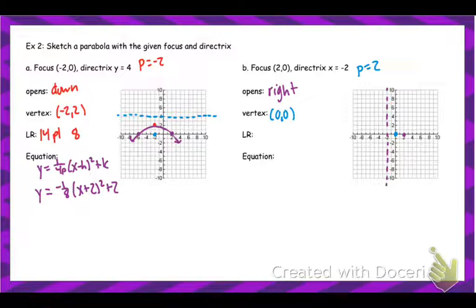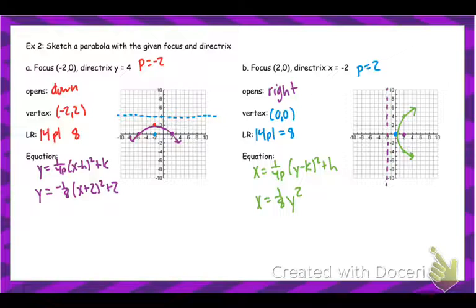That means the latus rectum, absolute value of 4p, is going to be 8. Total distance of 8, so I'm moving 4 in each direction from the focus to get my other 2 points. And there's my parabola. Since we're talking about horizontal, x equals 1 over 4p times y minus k squared plus h. So x equals 1/8 y squared.